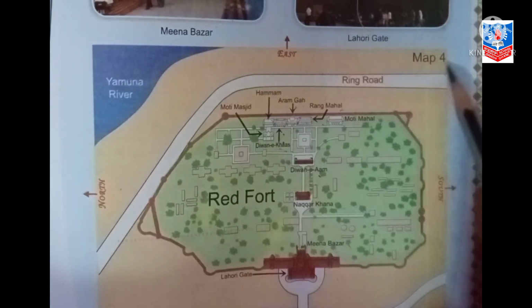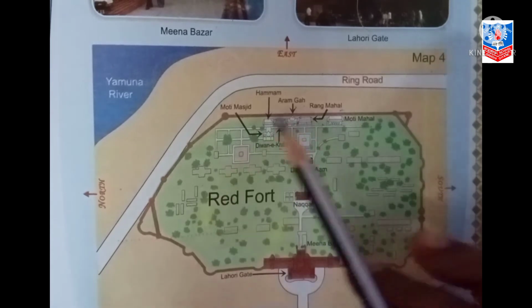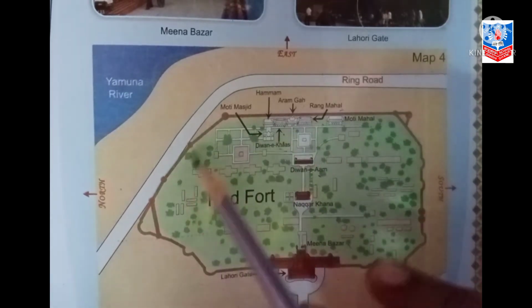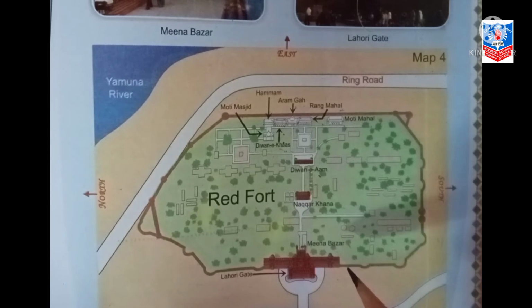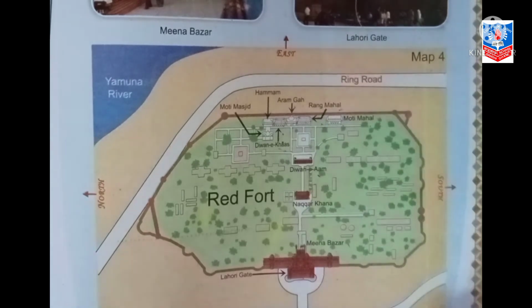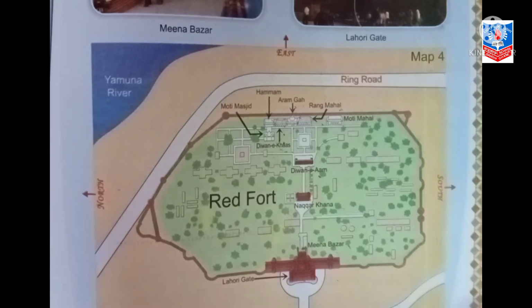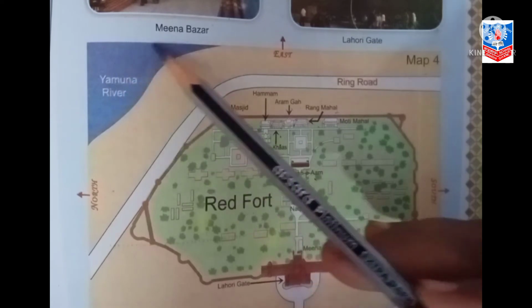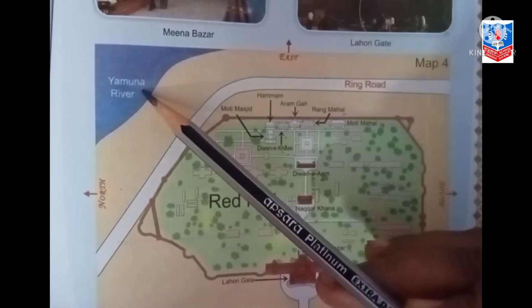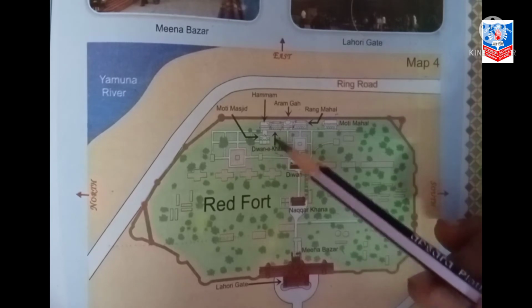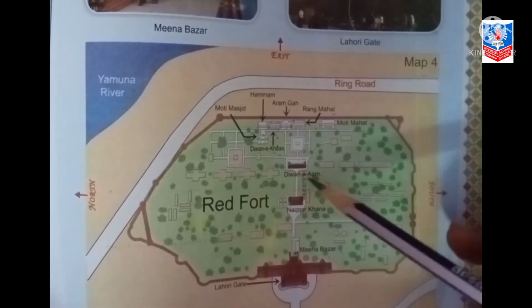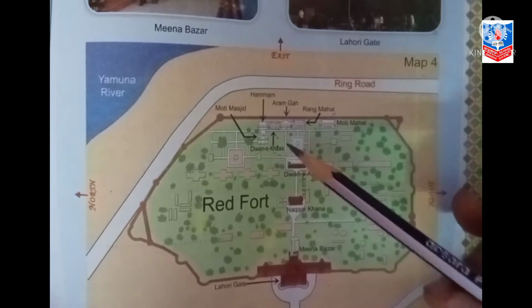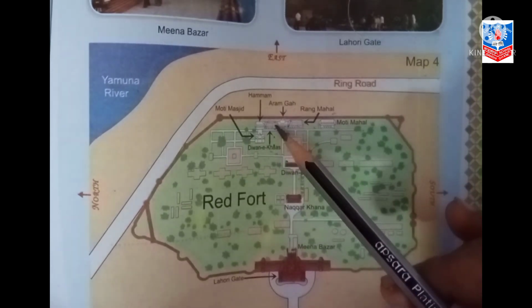Next is map number 4. That means this is the map of Red Fort. Now by seeing this map, you have to answer the questions given on the next page. Okay. Now our first question is, which of these is nearer to river Yamuna? The Diwane Aam or the Diwane Khas? Now see, where is Yamuna river? Yamuna river is here. So which is nearer? Diwane Khas. See, here is Diwane Khas and here is Diwane Aam. So the nearer one is Diwane Khas.